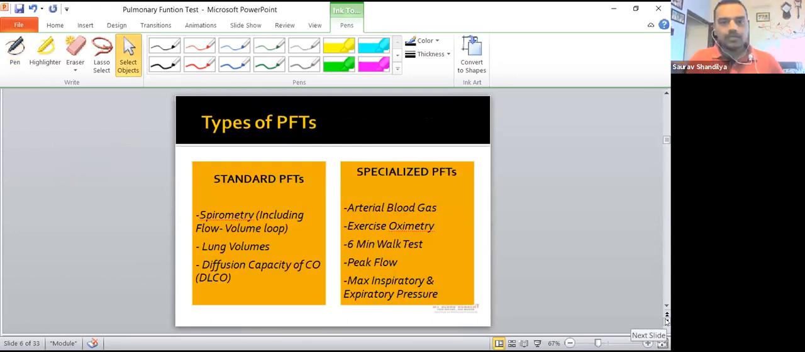Now, types of PFT. As I told you earlier, we have to understand the types of PFT. Standard PFT is all about your spirometry, including the flow volume loop. Do you know about the flow volume loop? How many of you know about the flow volume loop properly? I mean, you can see the loop and then tell what kind of disease it is. You can answer in your chat box, the flow volume loop. This is my question to you, in fact, the first question to you. Then we have to talk about lung volumes. Then we have to talk about the DLCO.